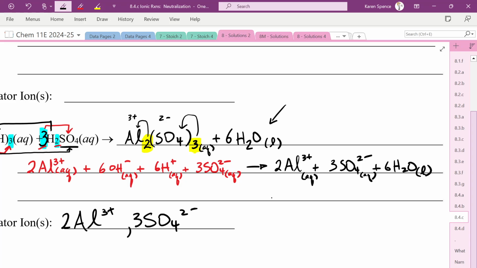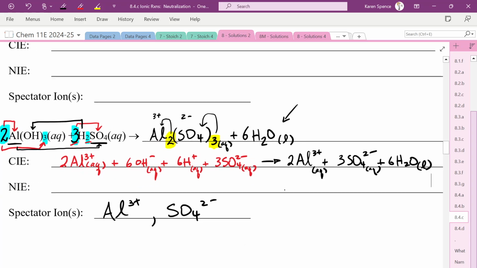No, I don't put in the coefficients. Why not? Yeah, there's more than 2 Als, which are spectator ions. There's not just 2 single ions. So never write the coefficients. Spectator ions, we don't need states. It's implied that they are aqueous, and we've written it up above. You could if you wanted to. It wouldn't hurt, but you don't have to.